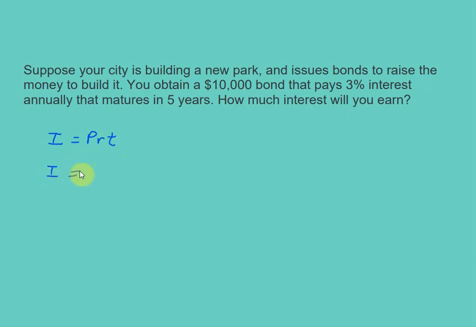Okay, so our interest is the principal. In this case, it's $10,000. Times the rate, which is 3%. And remember, every time we're doing these interest formulas, we need to change the percent to a decimal. Move it over 2 places to the left, so we get 0.03 times the time, that's in years, and they've given it to us in years, so it's 5 years. So we'll multiply that times 5. And we'll put that in our calculator. And once we put that in our calculator, we find that the interest is $1,500.